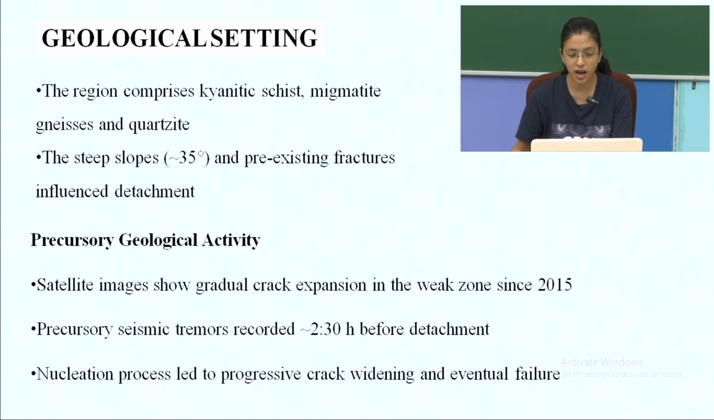Then, about 2.5 hours prior to the avalanche, Wadia Institute of Himalayan Geology's seismic stations recorded continuous tremors. These were not felt by humans but were recorded in the machines. These tremors indicate a nucleation phase, that is, a slow buildup that leads to the failure. With that background in mind, let's move on to what happened and how to prevent it.